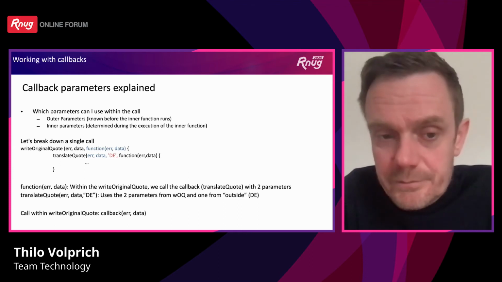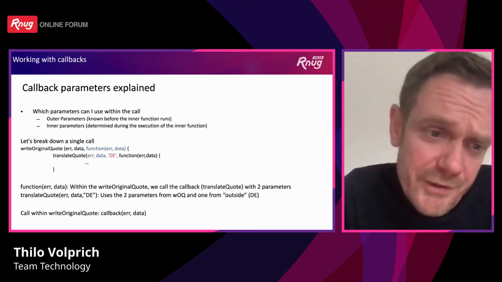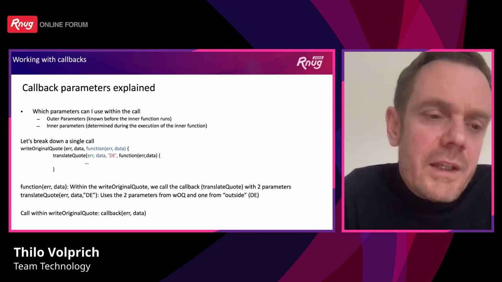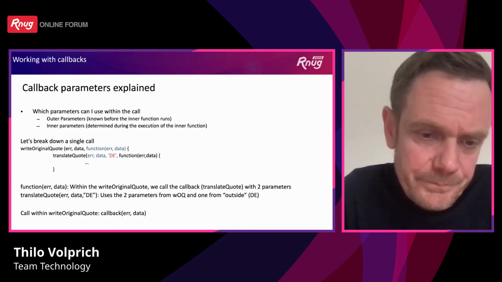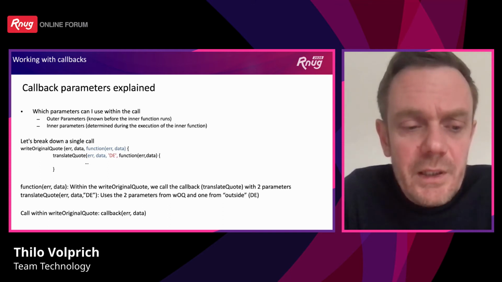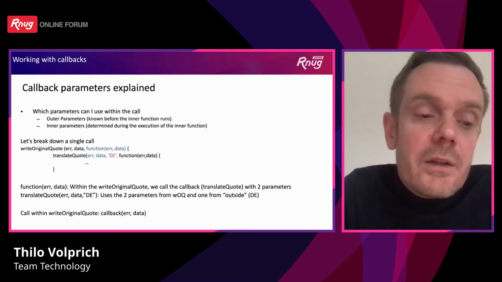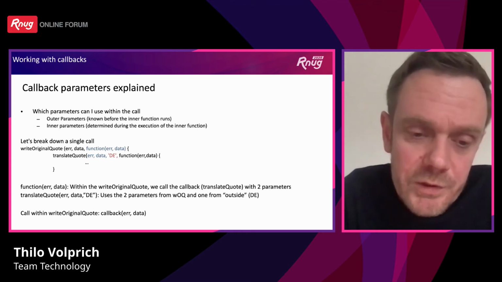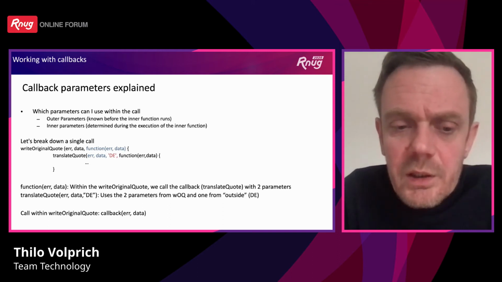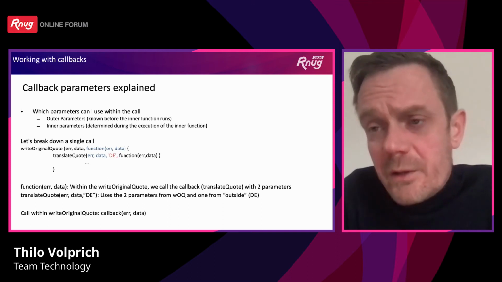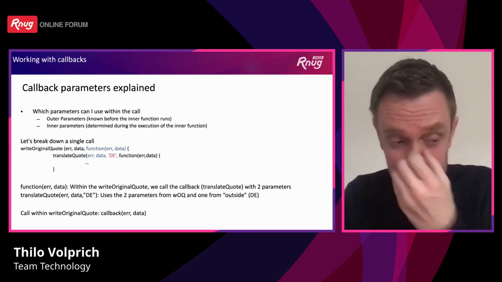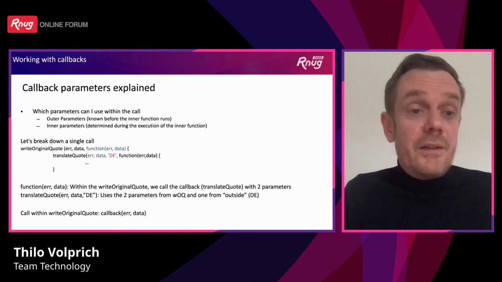in the meantime. So we combine from the outer side, the DE, with the data we will receive within the first code. So, and you see in the bottom, call within. So within the function write original quote, we have a call for calling the callback with the error and the data. And this is how it works, and you have seen it in the example before. This is really ugly.